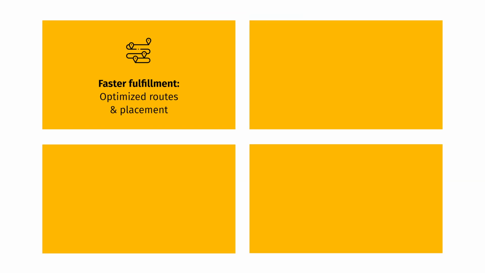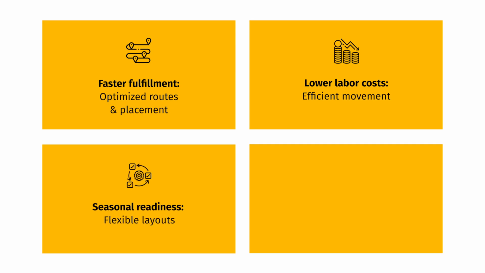The expected outcomes? Decreased order fulfillment times through improved picking routes and strategic product placement, reduced labor expenses by minimizing unnecessary movement and overtime hours, adaptable layouts that prepare you for seasonal demand fluctuations, and the ability to test improvements virtually, verifying results before implementation. Let's dive into the demo to see it in action.